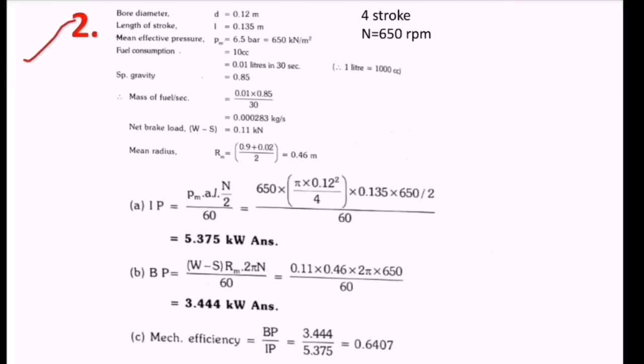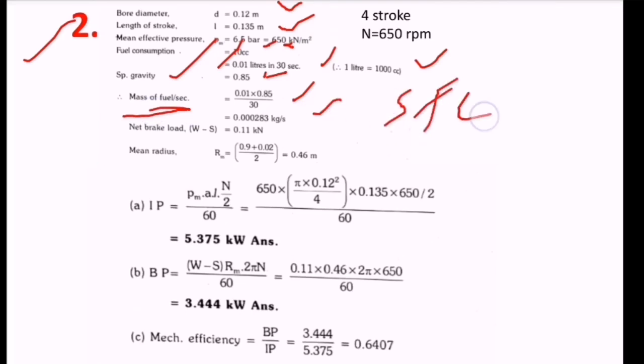Second question, the given data: D equals 0.12 meter, L is 0.135 meter, mean effective pressure PM is 6.5 bar, which converts into kilonewton per meter square, just 6.5 into 100, that is 650 kilonewton per meter square. Fuel consumption is 10 cc, cubic centimeter, so convert that into liters, 0.01 liters in 30 seconds, since 1 liter is 1000 cc. Specific gravity is 0.85. By multiplying 0.01 into 0.85 divided by 30 seconds, that is the mass of the fuel per second, in kg per second, because we need SFC in kg per second, or MF fuel consumption.